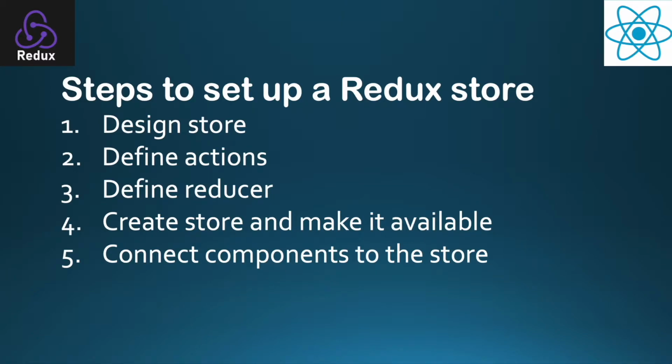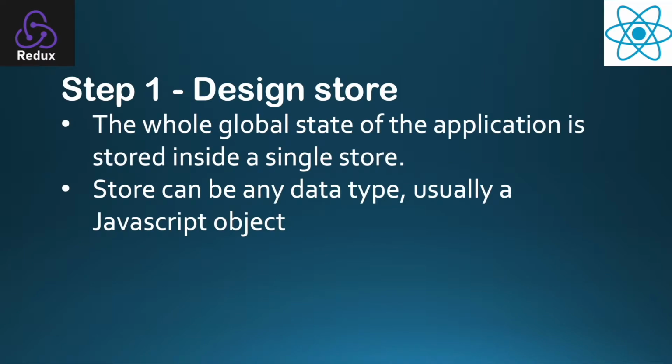So the store is now available to the entire application, and then connect components to the store so that they can interact with the store, get data as well as dispatch actions to it. So these are the 5 steps. Let's look at each step in detail so that we understand it.